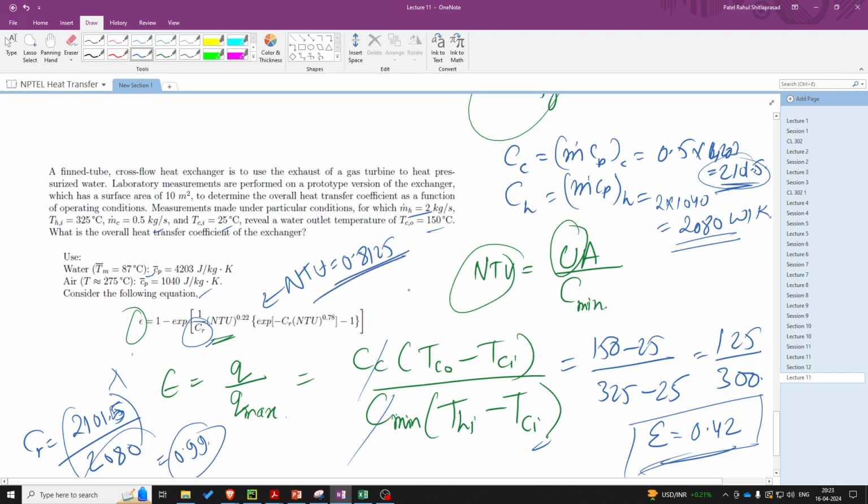So from this NTU, you can put it over here, and we have this area given as 10 meters square, that is U into 10 upon C minimum, which we calculated as 2080.